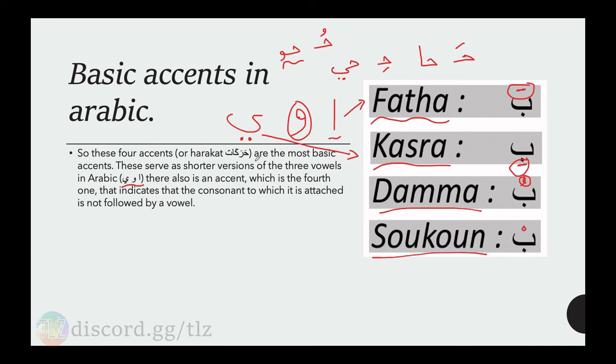And then the fourth one indicates that the consonant to which it is attached is not followed by a vowel. So, like this example here, this is the b sound. So this is ba, bi, bu, and this is just b. There is no vowel attached to it.